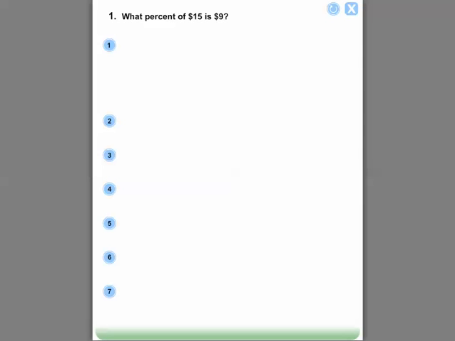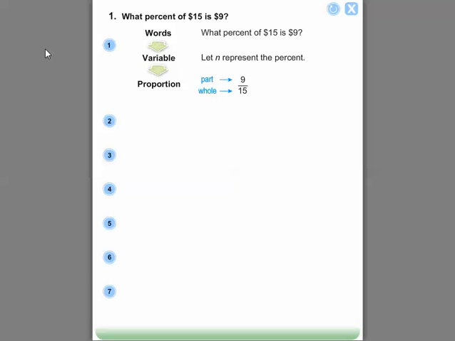So the first problem says, what percent of $15 is $9? So the first thing we're going to do is we're going to analyze the sentence. So in words it says, what percent of $15 is $9? And we're going to let N represent the percent because it asks what percent. And then we're going to write the proportion. So we have the part over the whole is equal to the percent.